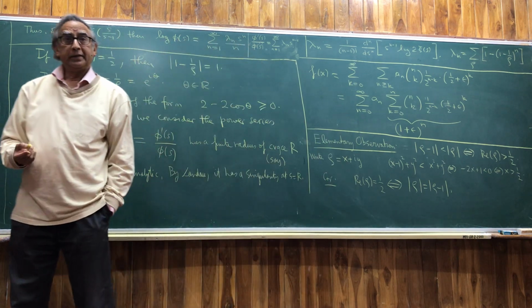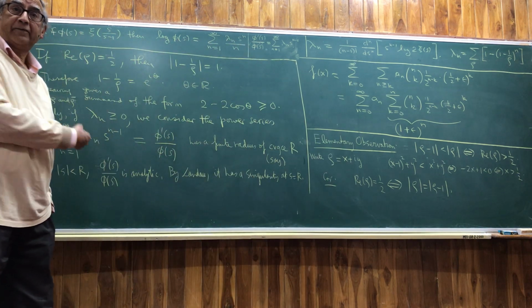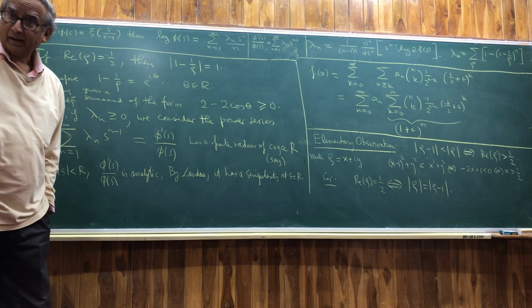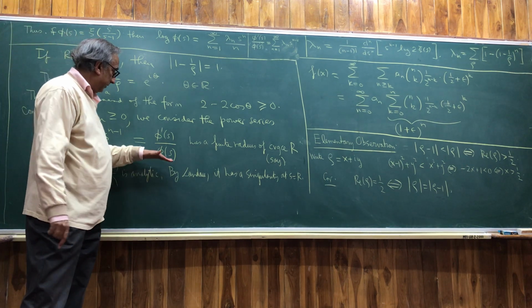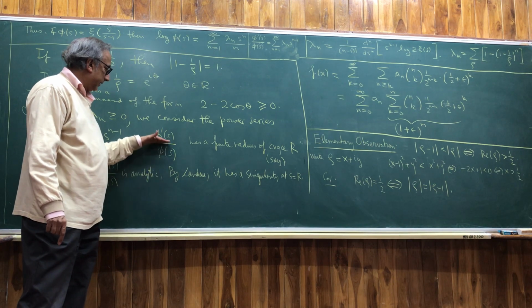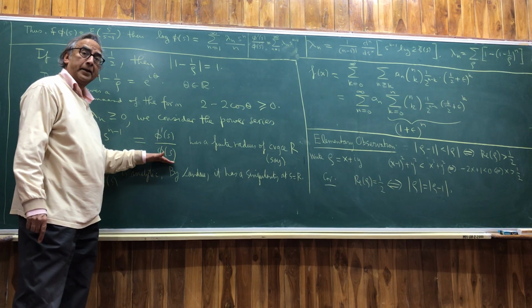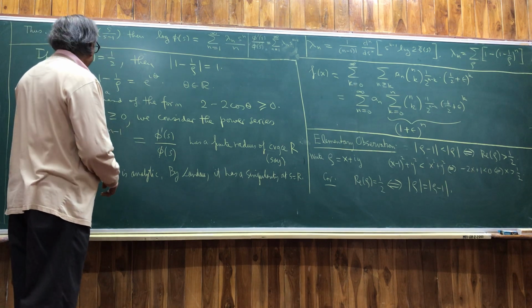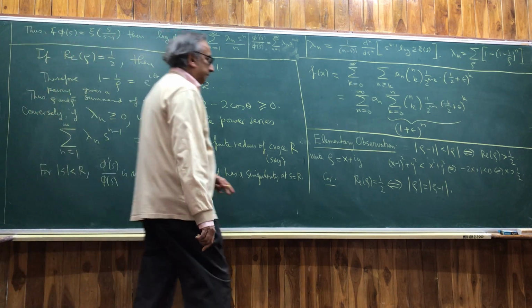And where do those singularities come from? They come from the zeros of phi of s. Because remember, phi is an entire function. The only way this thing has singularities is that it's coming from the zeros in this guy. Okay. Now, the point is, the lambda n's are non-negative.